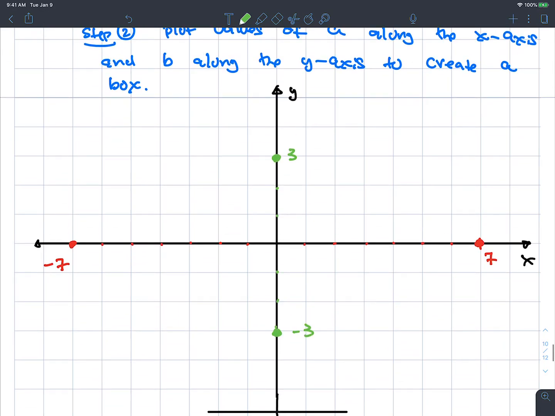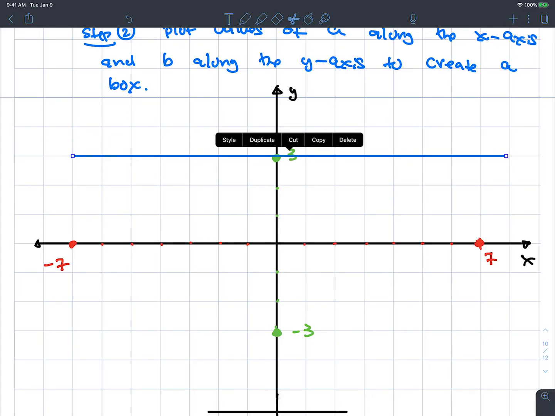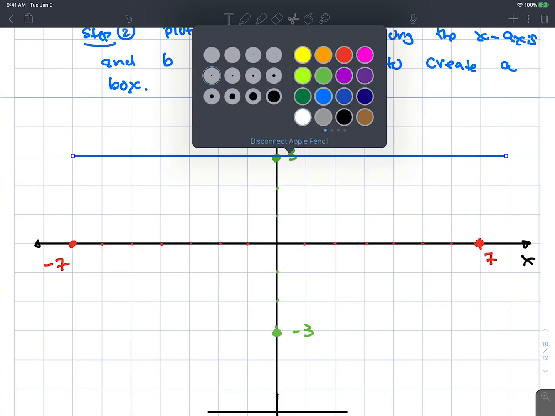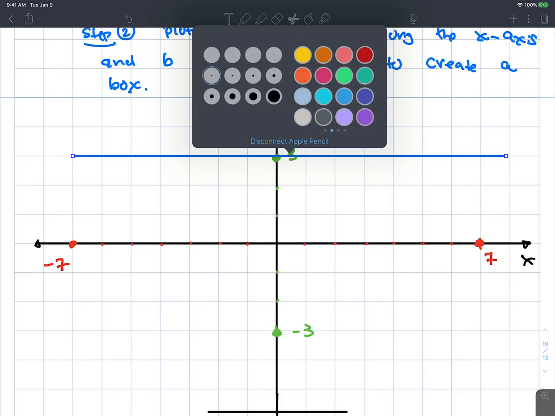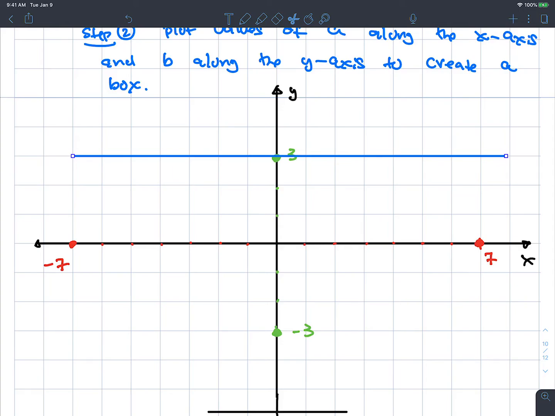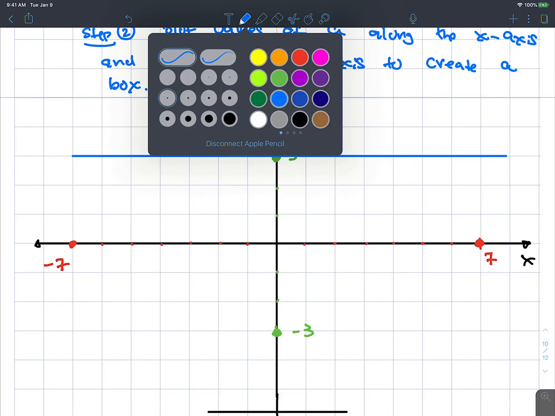Now, we have to draw a box, and so here's what I mean by that. Is there a way to style that? What do I mean by style? Not by color. Disconnected Apple Pencil. Oh, these are the colors. No, we don't want to do that. I'm going to draw a box here, but I want to draw a dotted box. Is there a way to do that?